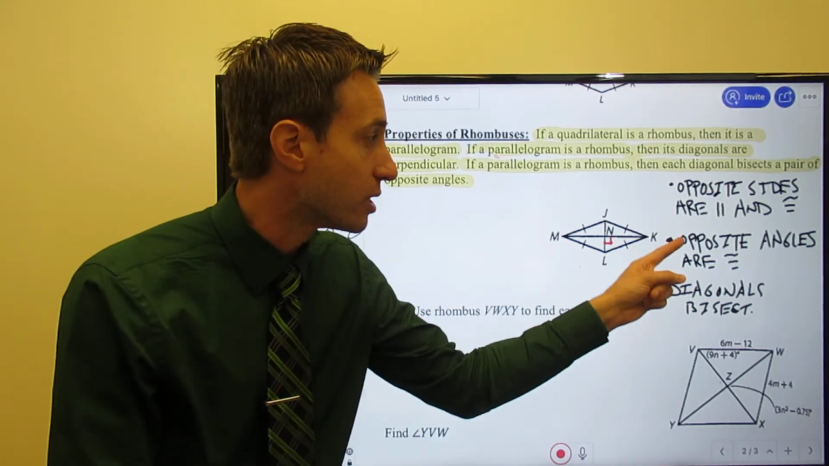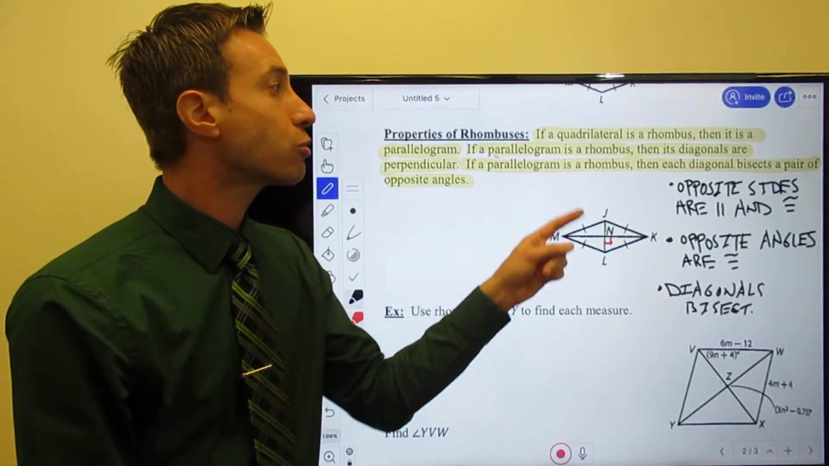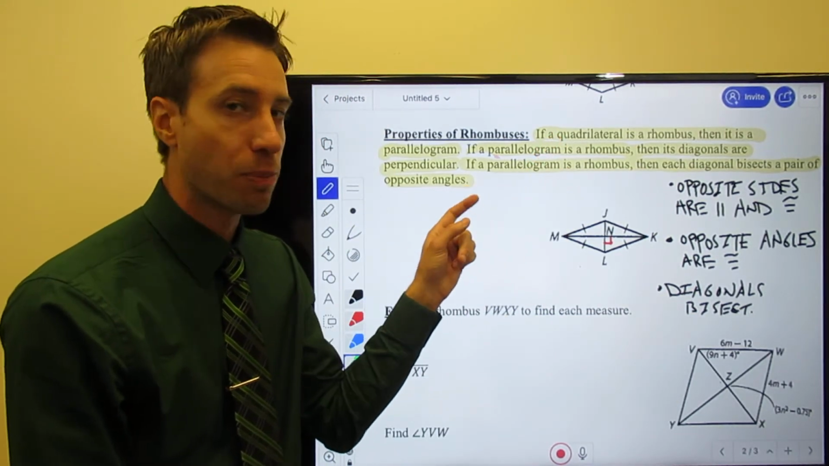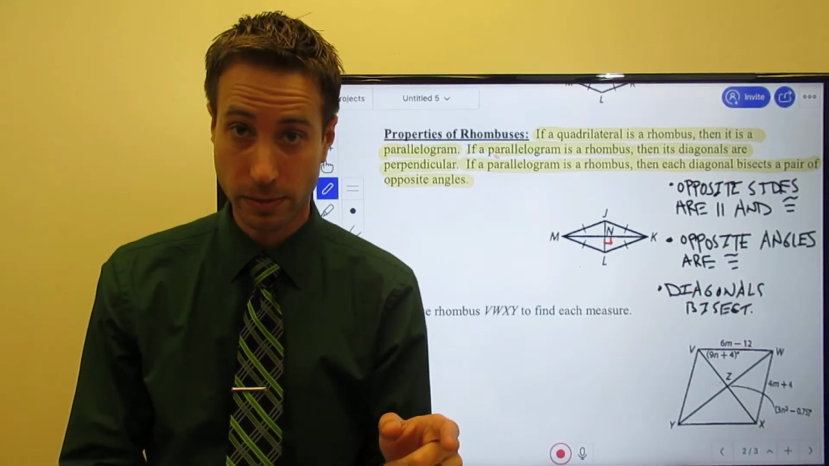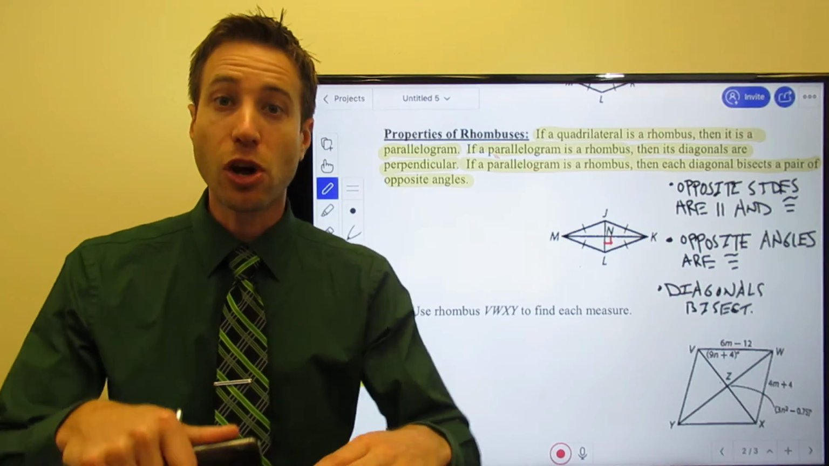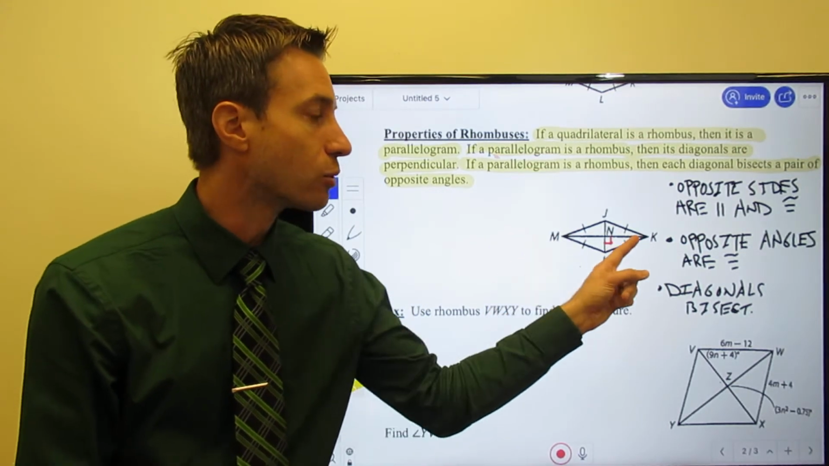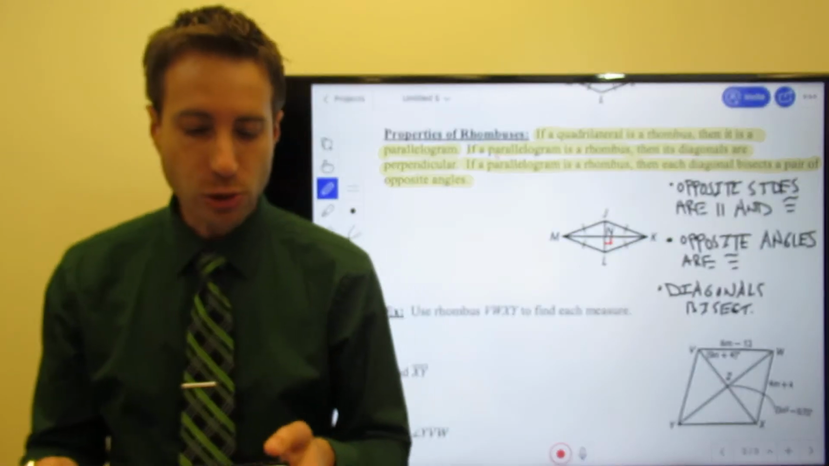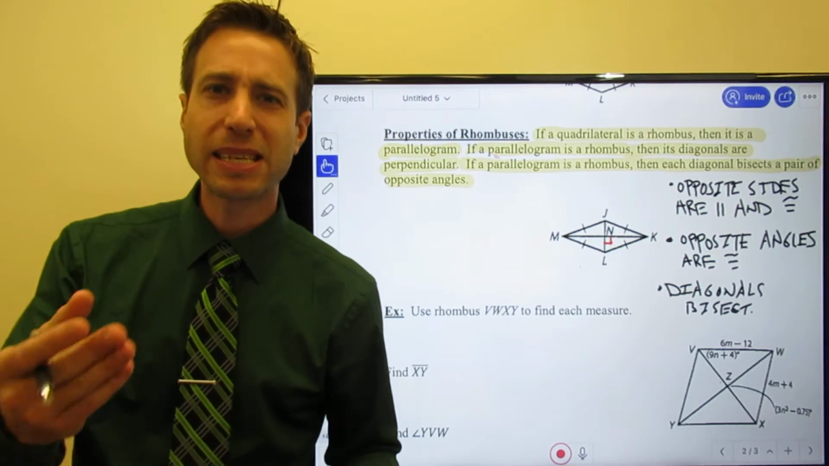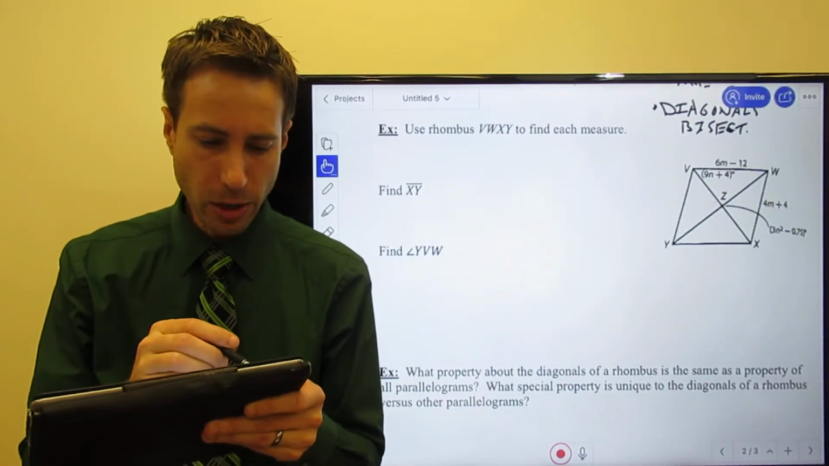So in addition to these three properties we have because it's a parallelogram, we also have these additional properties because it's a rhombus. All four sides are congruent. The diagonals are perpendicular, they're 90 degrees to one another, and the diagonals will bisect opposite angles. Here we go. Let's do some example problems with those properties.